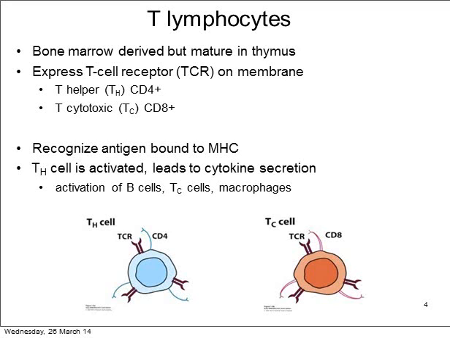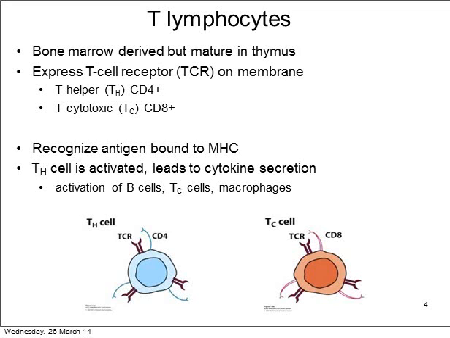T cells, however, again are bone marrow derived but mature in the thymus. They express the T cell receptor on their membrane. They also express co-stimulatory molecules. Two essential molecules that they express are CD4 and CD8. T cells will only express one of these two molecules once they're mature. CD4 classifies a T helper or TH cell type, whereas the presence of CD8 classifies it as a T cytotoxic or TC cell. T lymphocytes recognise antigen that is bound to MHC.